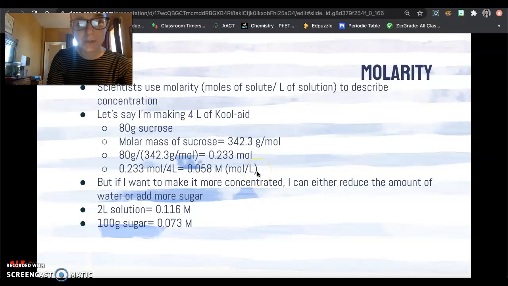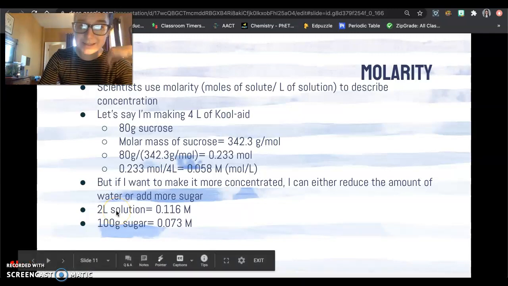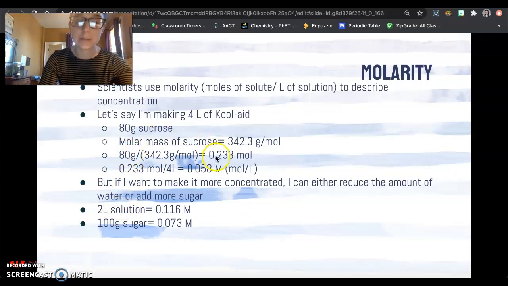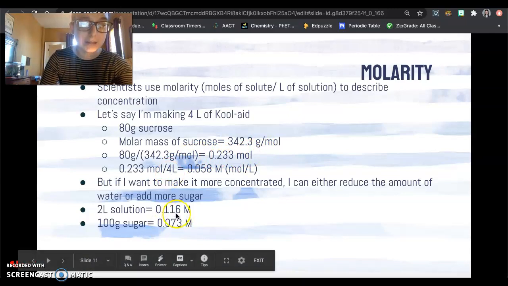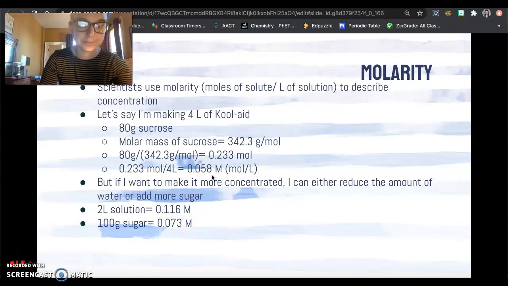If I want to make it more concentrated, I can do one of 2 things. I can reduce the amount of water, or the liters of solution that I am making. So if I use 2 liters instead of 4 liters, still 80 grams of sugar, so still 0.233 moles, this time I'm dividing by 2 liters and I get 0.116 molar, which is clearly greater than 0.058 molar.